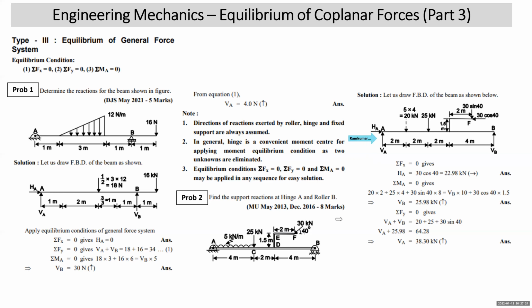Because if I write sigma Fy, I get a relation between VA and VB. Whereas if I take sigma MA, HA and VA will go off and VB will be arrived at. All right, so we'll start with sigma MA. I keep my pen or pencil at A. You see that HA and VA will go off.